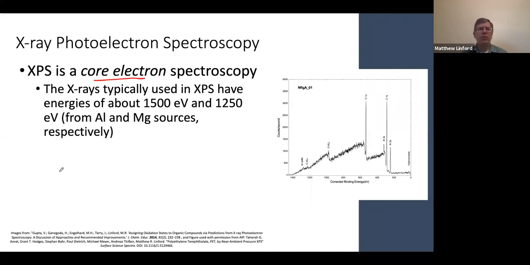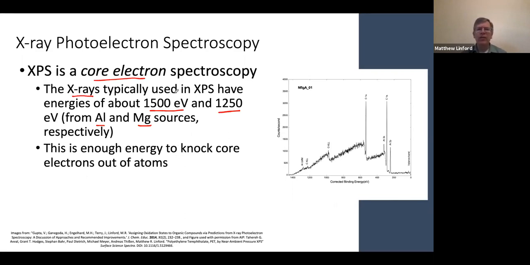To be a little bit more specific, the X-rays that are usually used in XPS have quite a bit of energy compared to the energy of, say, the valence electrons. And the valence electrons are what you think about most of the time when you do chemistry. When you talk about chemical bonds, you're talking about interactions between atoms through their valence electrons. But in any case, the X-rays that you use in XPS usually have about 1,500 electron volts of energy, or 1,250 electron volts of energy, depending on whether you're using an aluminum source or a magnesium source. You make these X-rays by crashing electrons into a piece of this metal, and then you get this characteristic X-ray emission.